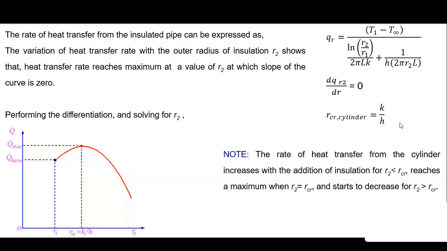The rate of heat transfer from the cylinder increases with additional insulation when R2 is less than R critical. When the value of R2 is less than the critical radius, the heat transfer rate is increasing, as is shown in this. It reaches the maximum value when R2 is equal to R critical, that is K by H, and then once again it starts to reduce when R2 is more than R critical. So this you have to remember.